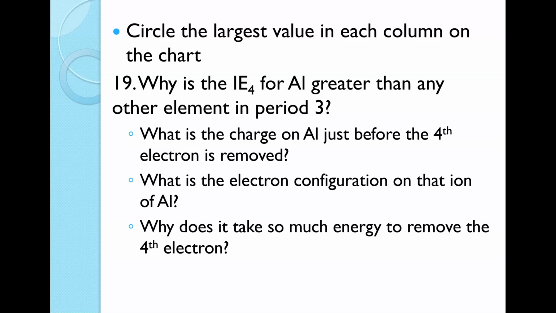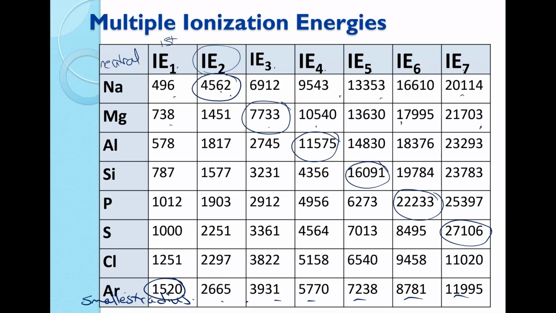Why is the IE4 for aluminum greater than any other element in period 3? So I'm going to go back and we're just going to look at aluminum. Aluminum has the largest value of IE4 of anything else in its family. And that's because aluminum is neon 3s2 3p1. So after losing the first electron, it becomes neon 3s2.